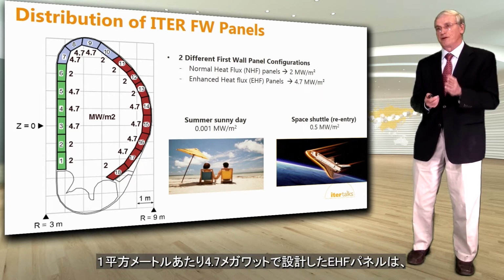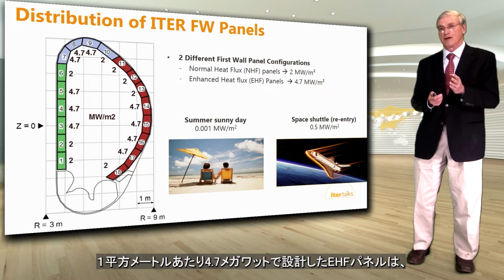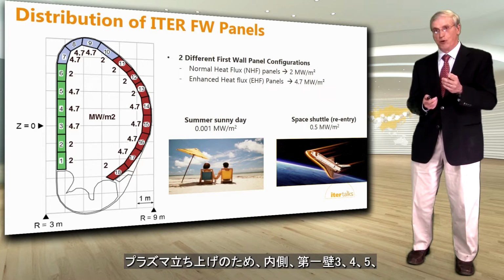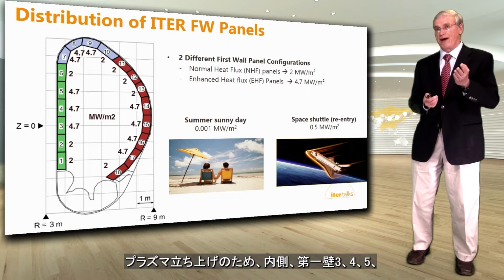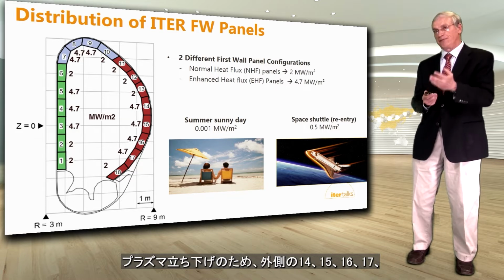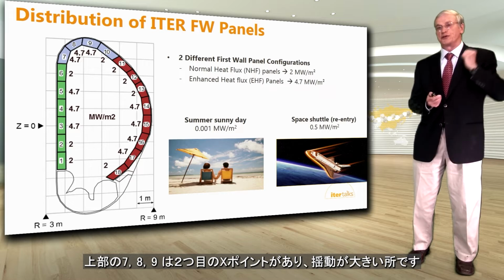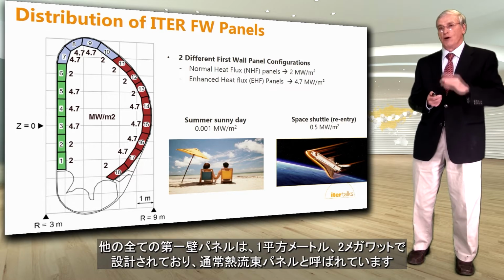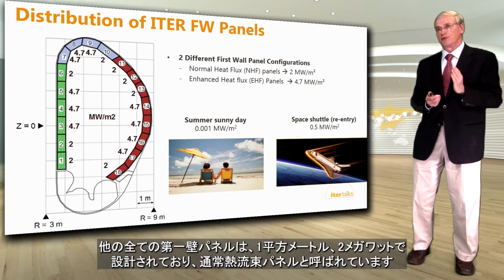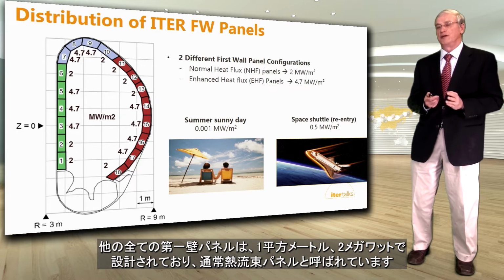These EHF panels, designed for 4.7 megawatt per meter square, are typically at the inboard to start up the plasma, first wall 3, 4, 5, and at the outboard for ramp down, 14, 15, 16, 17, and in the top region, 7, 8, 9, where you have a secondary X point and where the heat flux is higher. All the other first wall panels are designed for 2 megawatt per meter square, the so-called normal heat flux.